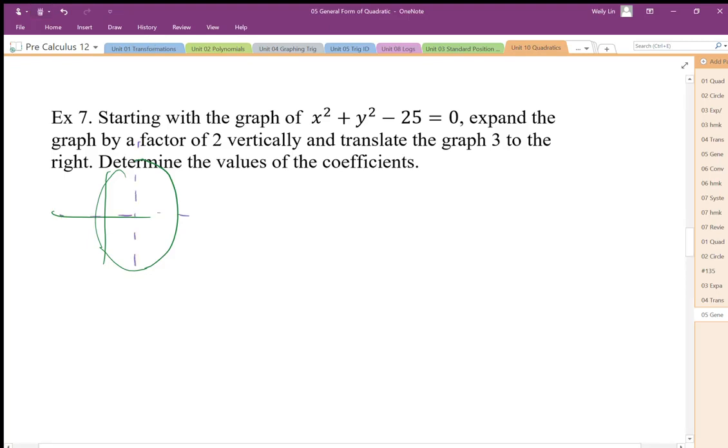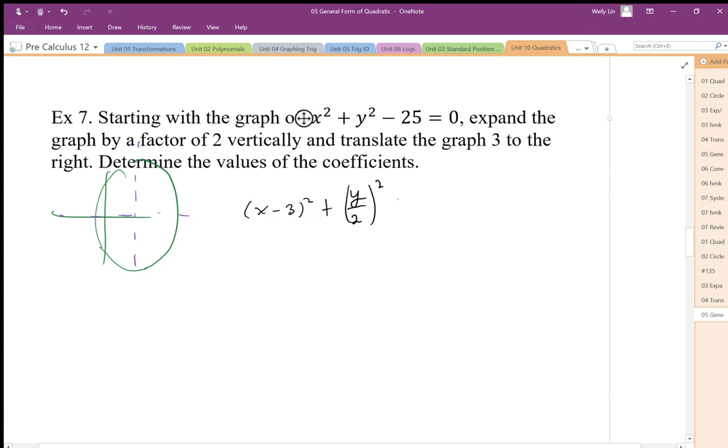Okay, so I'm going to show my transformation. Vertical expansion is going to be y over 2 squared, since the b value is 2, so this should be y squared over 4. The translation of the graph to the right is going to be x minus 3 squared. Okay, so there's my translation.